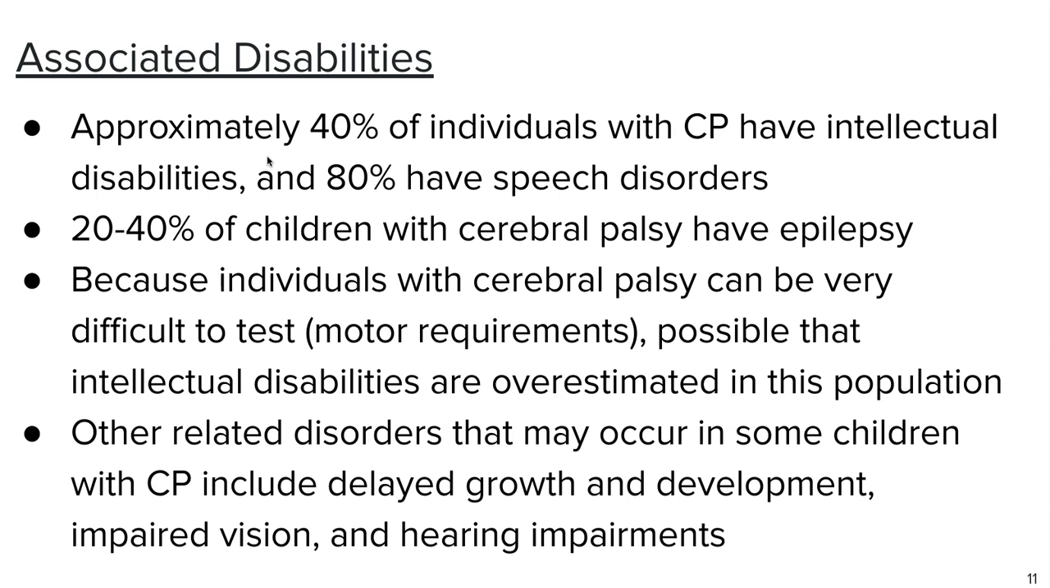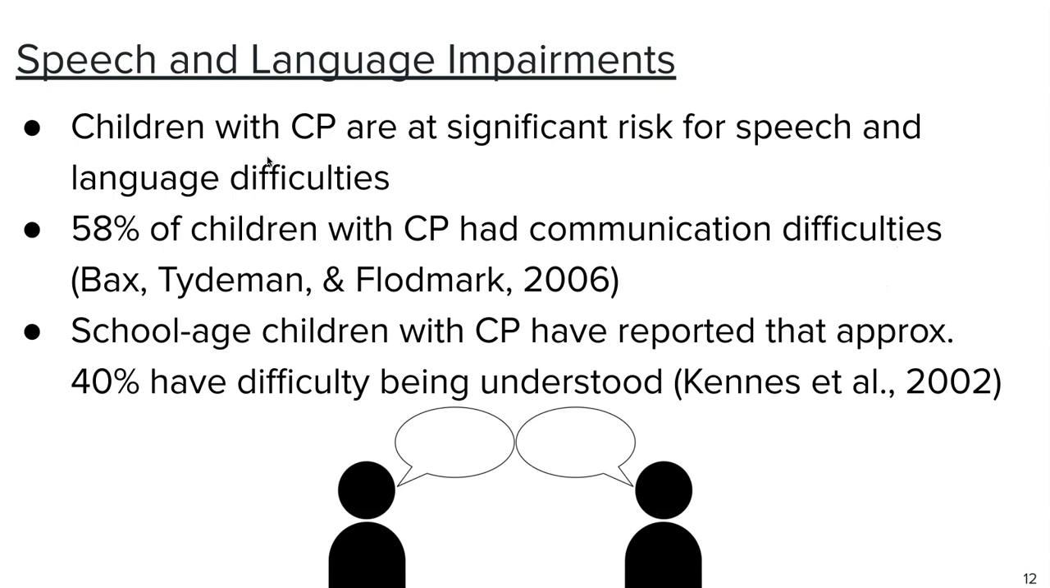So their other disabilities may be overestimated. Other related disorders that may occur in some kids with CP include delayed growth and development, impaired vision, and hearing impairments. So people have a hard time moving, and if they also have a hard time seeing and hearing, right, that's going to greatly impact what they're able to convey and communicate. Again, they might know and have a lot more language than we give them credit for.